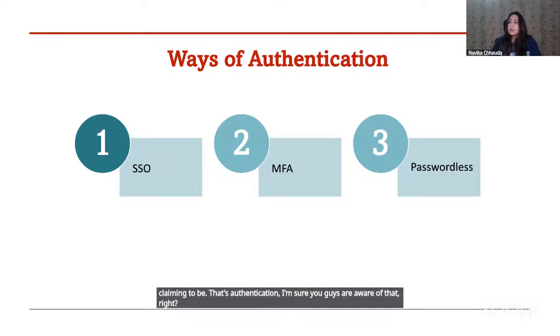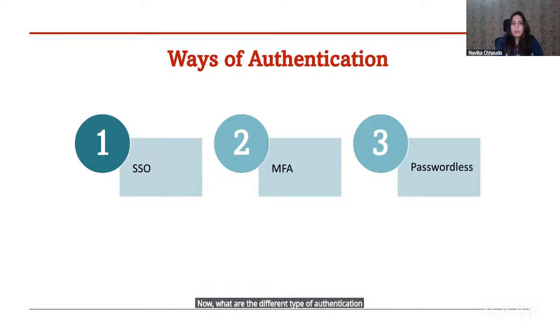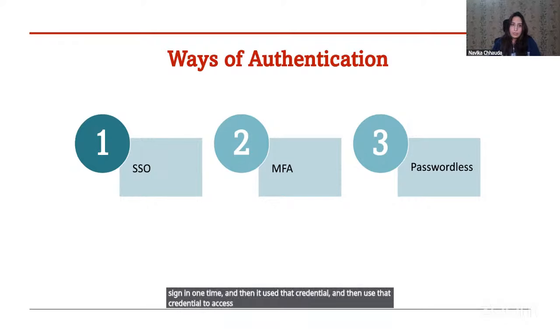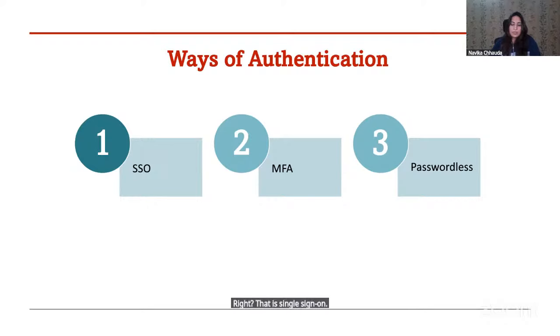Now, what are the different types of authentication modes? So in Azure, the first one is SSO, that is single sign-on. What single sign-on does is that it enables the user to sign in one time, and then use that credential to access multiple resources and applications. Right? That is single sign-on. That is SSO.